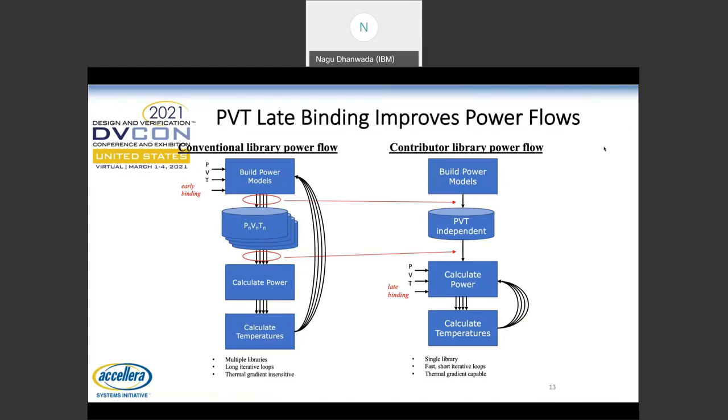Now contrast that to a contributor library-based power flow, where a single PVT independent power model is generated from the power model build step that works across all corners, resulting in minimal library characterization effort with no simulation needed. The generation step itself in a contributor-based flow is essentially some sort of structural analysis of the library and the design to come up with the PVT independent model. And when you are actually calculating power, you apply the PVT points, which leads you to this lazy evaluation, late binding kind of concept, which makes it very easy for you to do analysis at any PVT point.